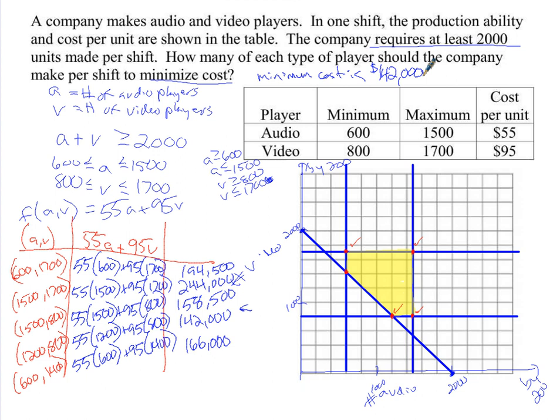And they will get $142,000 in cost if they make 1,200 audio and 800 video players. So again, that is why companies make certain numbers of certain products, even though they're very similar. In this case, 1,200 audio, 800 video players. Any numbers that are different than that, and it will cost them more money to produce that.